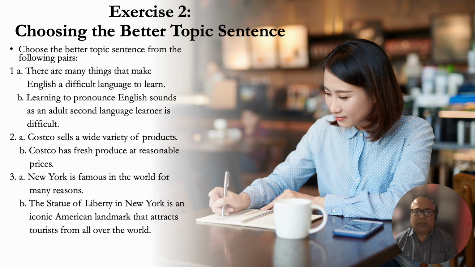The second exercise, choosing the better topic sentence. So I've given you pairs of topic sentences. 1 has 2, 2 has 2, and 3 has 2 topic sentences. Your job is to read both and pick one. You say, I like this one better. I think this is a much better topic sentence. If you do these exercises correctly, if you get the answers right, your writing will improve.